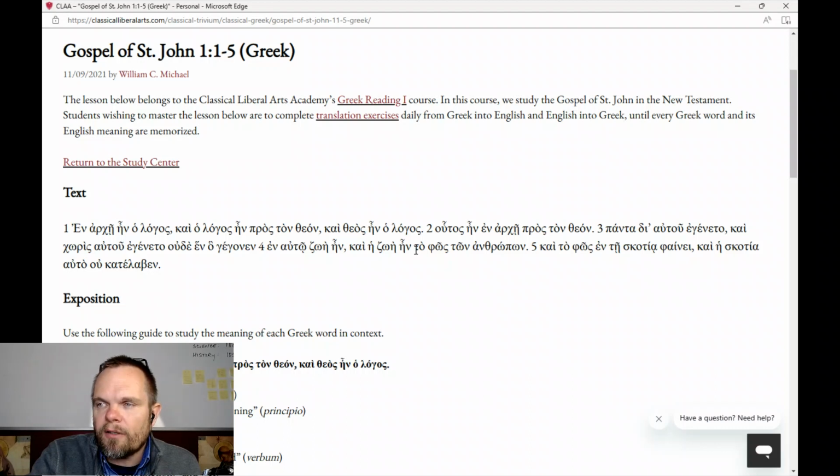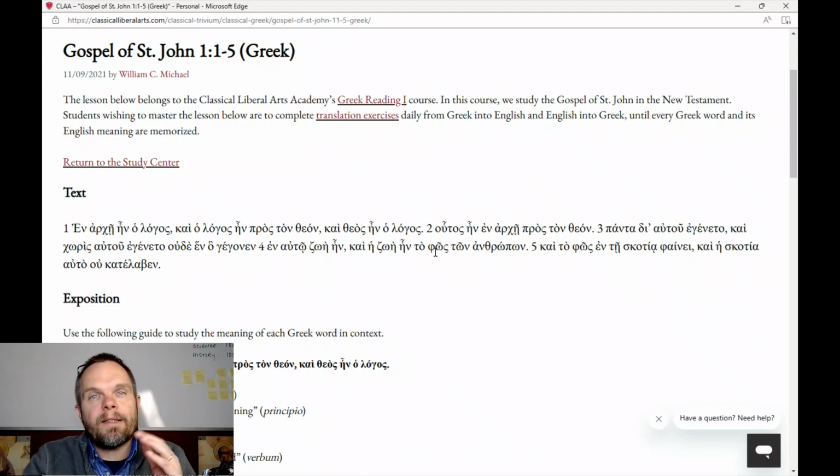We then have the article to. Notice the grave accent, to. We then have the consonant phi, which is pronounced like the English F or PH, as in phone. We then have an omega with the circumflex accent above it, so we're going to rise and fall in pitch, and a final sigma. Phos. Listen to the rise and fall. Phos.